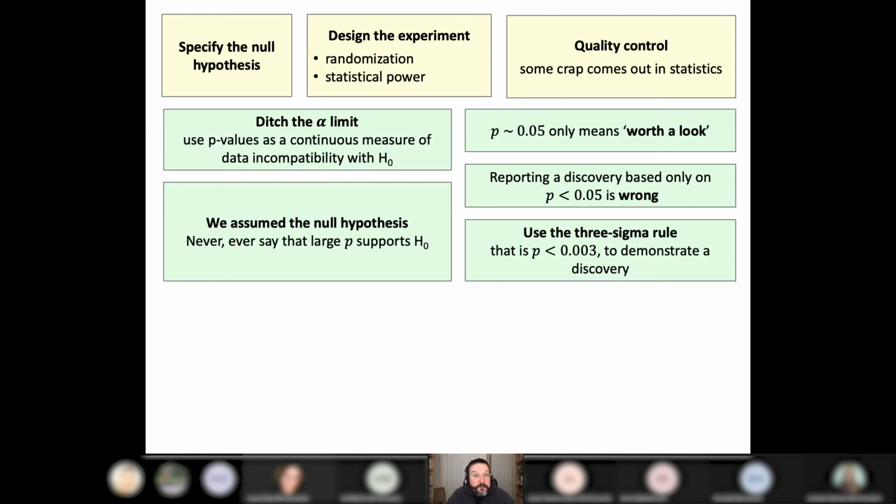Now I'm going to say a few controversial things. First, I would suggest ditch the alpha limit. Use p-values as a continuous measure of data incompatibility with H0. This is not a standard approach. This is not what you can read in statistical textbooks, but the alpha limit can be dangerous, and calling things either significant or not is a false dichotomy.